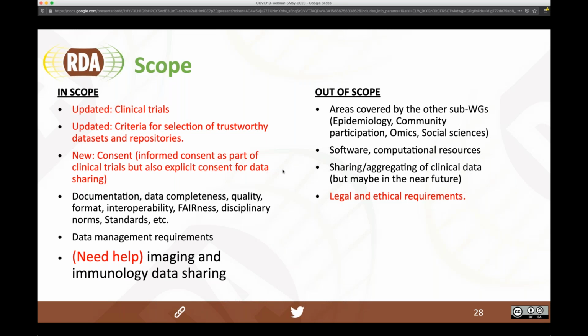And then in the out of scope column, I colored the legal and ethical requirements in red. That's because we recognize there's a new group forming that would focus on those issues. So in our group, we save the time to discuss other topics. Next slide.